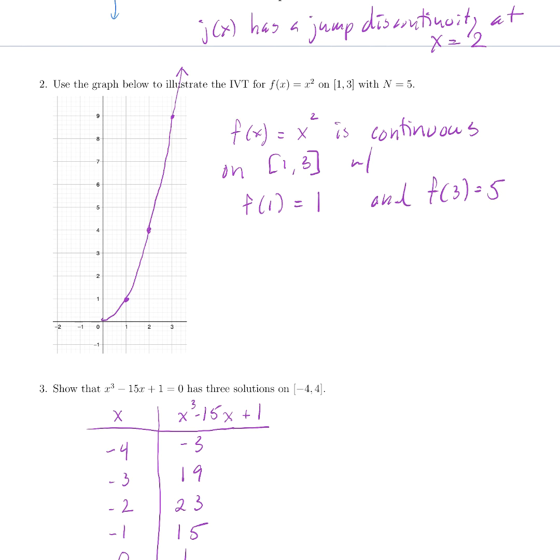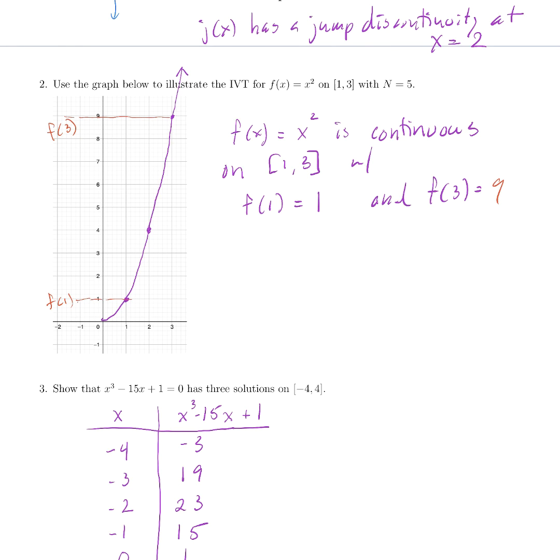Okay, so f of x equals x squared is continuous everywhere because it's a polynomial, so it's certainly continuous on the interval from 1 to 3. F of 1 is in fact 1, and f of 3 is not 5. I do not know why that is there. Let's fix that. F of 3, we can handle 3 squared. F of 3 is 9. There it is.